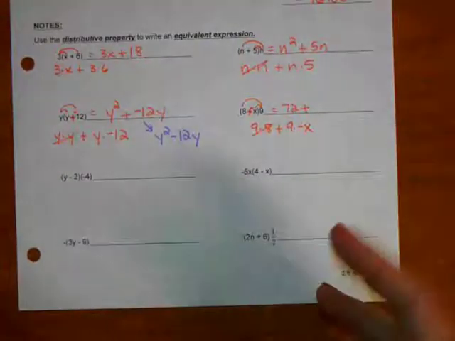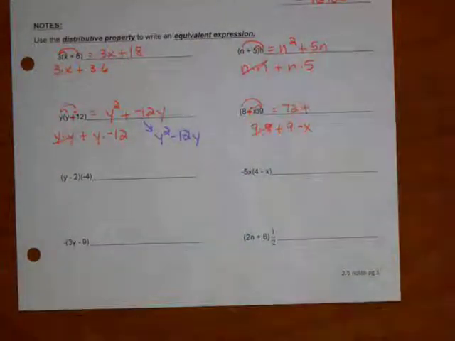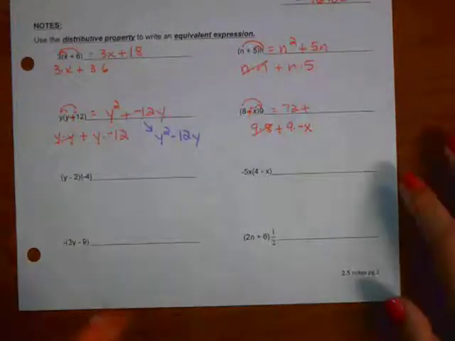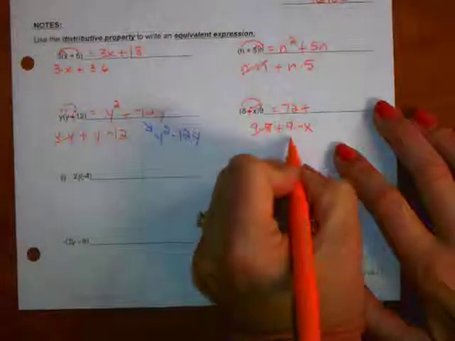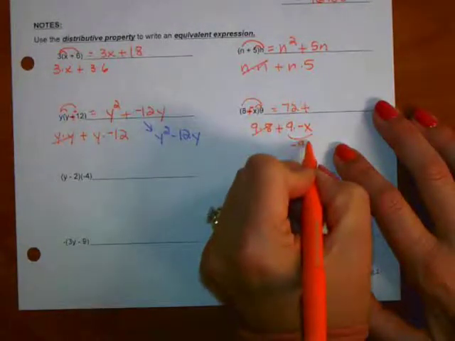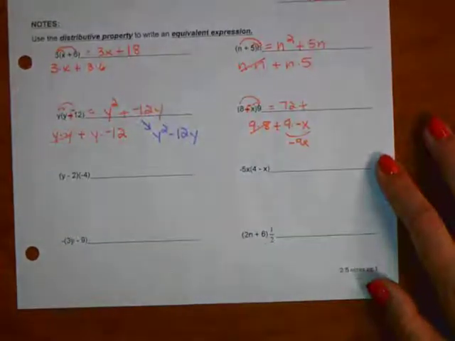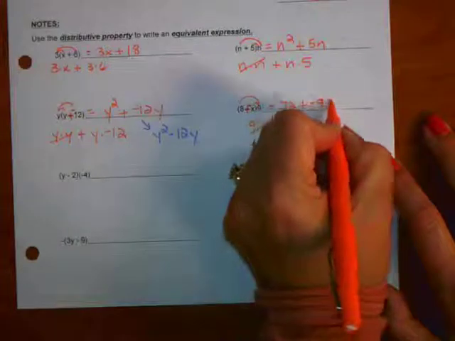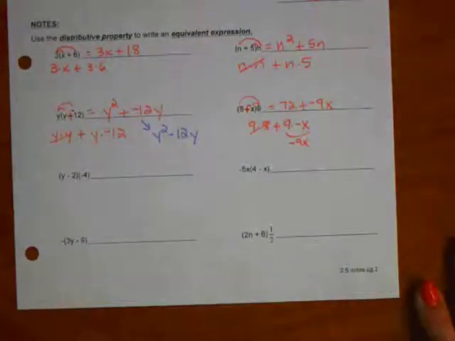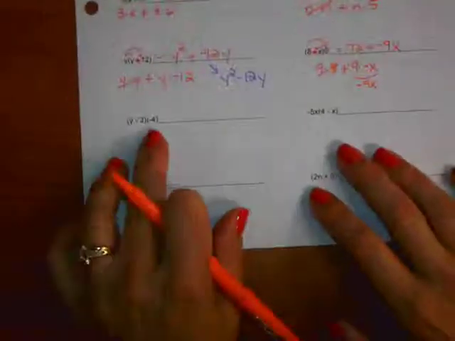plus, how can I write this properly? Right, isn't this the same? This is the same as negative 9x. Is that the same thing? Can you all see that? Yes. Could you also write 72 minus 9x? That's fine. Okay. All right, here we go.